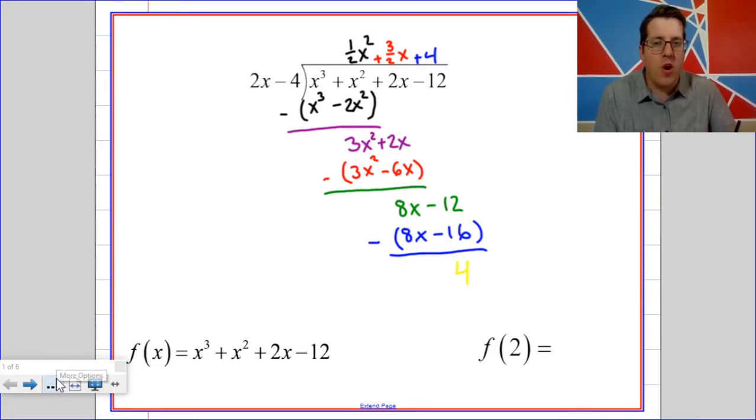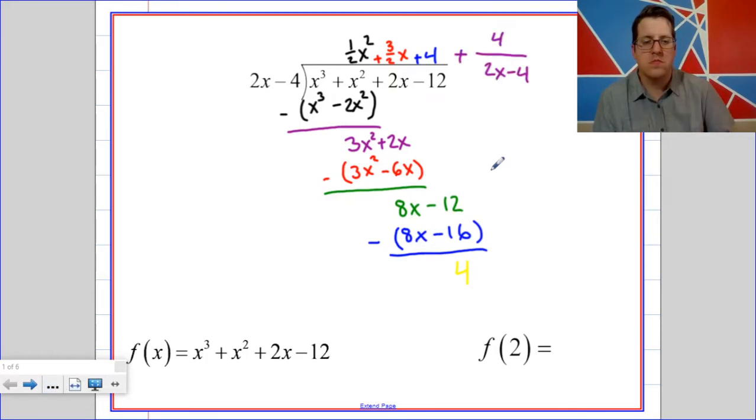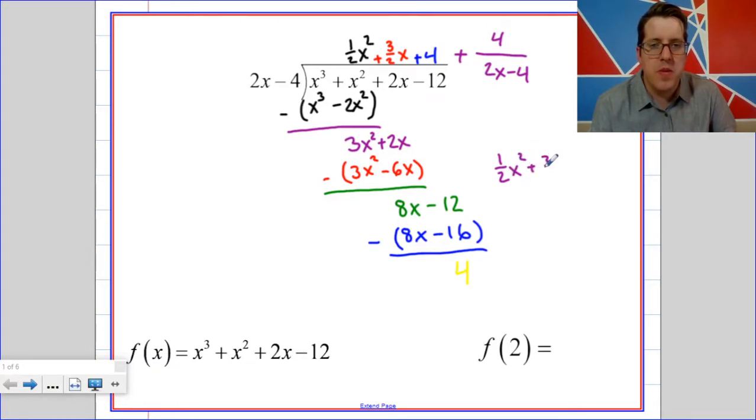The way we are most often going to answer these questions, the way that you'd be expected to do them on the homework and on a test, is to write plus the remainder over the divisor. Then, of course, for this particular problem, we would want to reduce our answer. So our final answer for this problem would be 1/2 x squared plus 3/2 x plus 4 plus 2 over x minus 2.